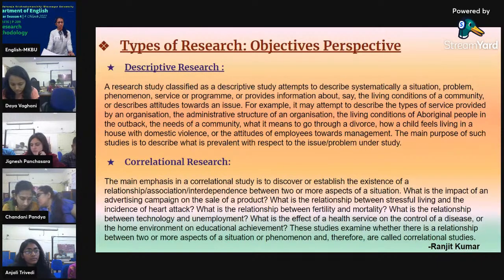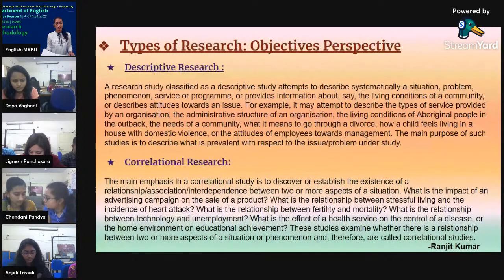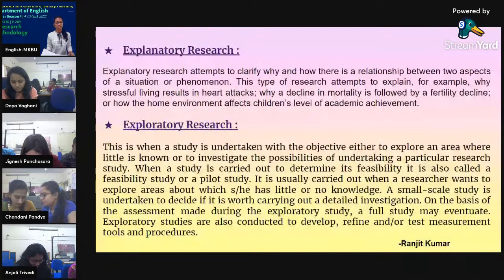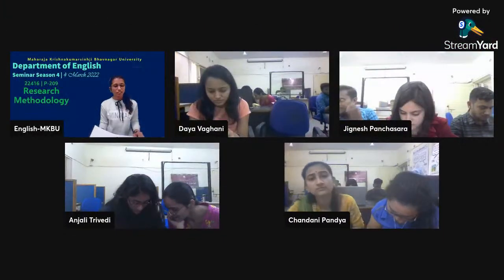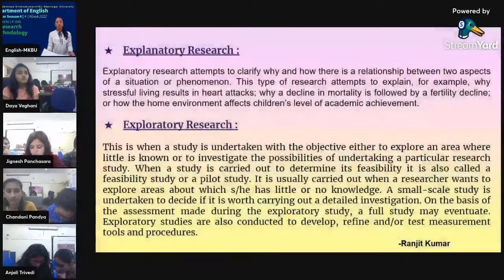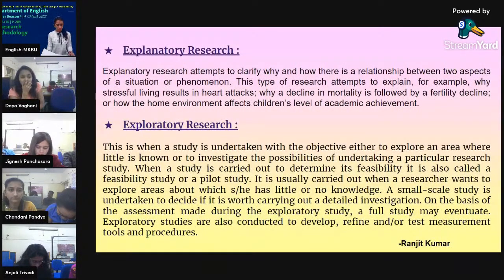And in correlational research, the main emphasis is to discover or establish the existence of a relationship, association, or interdependence between two or more aspects of a situation. And explanatory research attempts to clarify why and how there is a relationship between two aspects of a situation or phenomenon. And exploratory research is when a study is undertaken with the objective either to explore an area where little is known, or to investigate the possibilities of undertaking a particular research study.